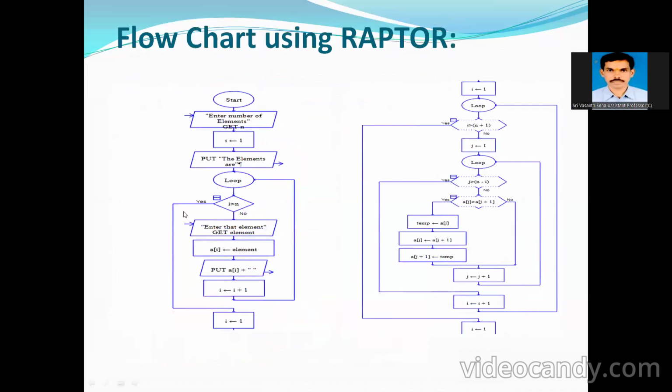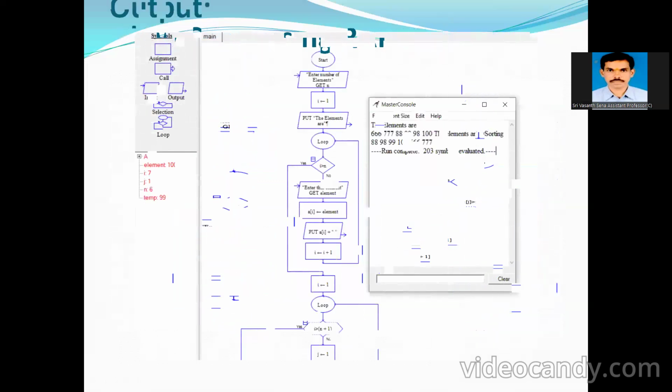So the full flowchart representation is here. I am reading the number of elements, and what those elements are. Once I read these elements, I am using this inner for loop to compare these adjacent elements, a of j and a of j plus 1. If they are unordered, I am swapping these two elements. Next, the inner for loop is incremented by j plus 1, the outer for loop is incremented by i plus 1. So this process will be repeated until all the elements become sorted.